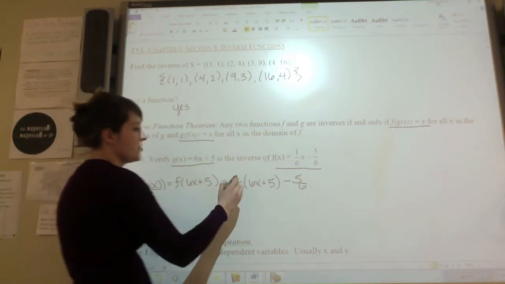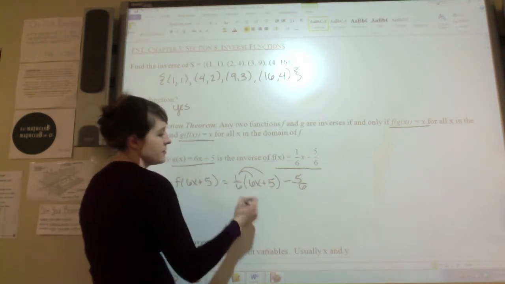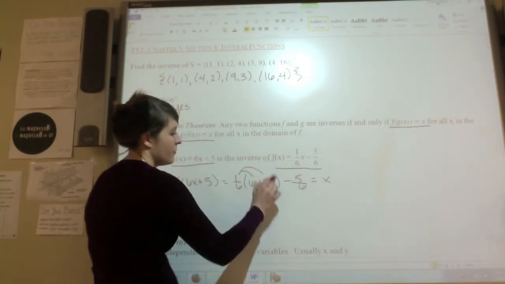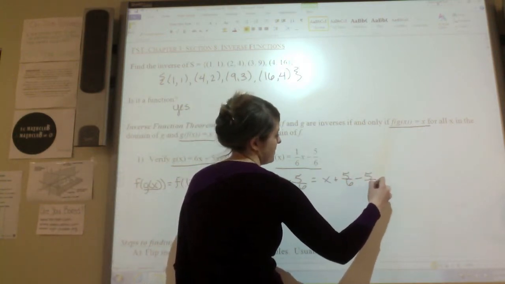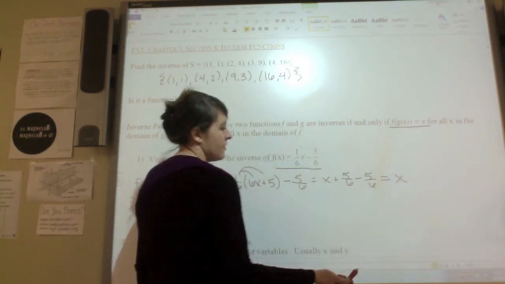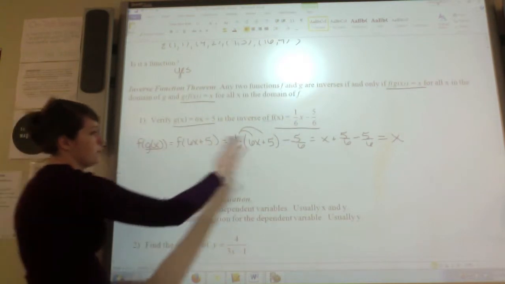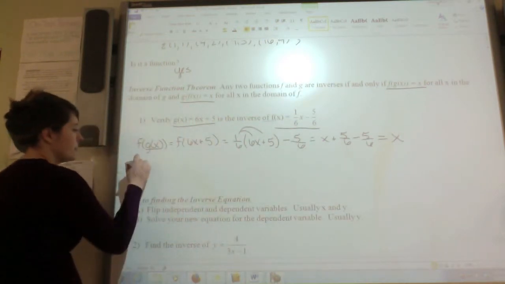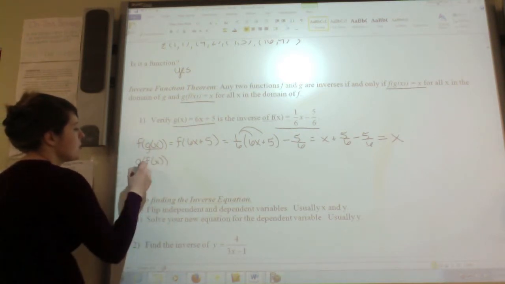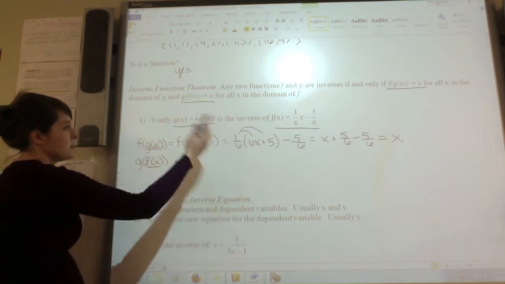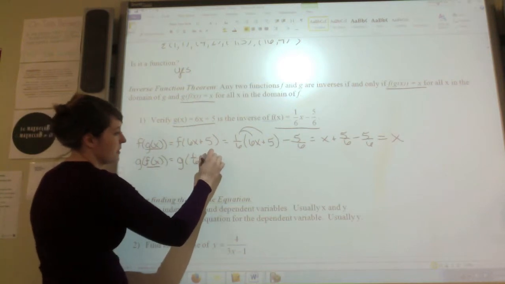Now using order of operations, I'm going to start with my distributive property. So if I distribute that through, this gives me x, and 1/6 times 5 gives me 5/6 minus 5/6. You'll notice that those two cancel out and I'm just left with x. Okay, so now I've shown that f of g of x is equal to x, and now I also need to show that g of f of x equals x before I can actually prove that these two things are true. So I'm going to start by replacing f of x in my function here. So I have g of 1/6 x minus 5/6.